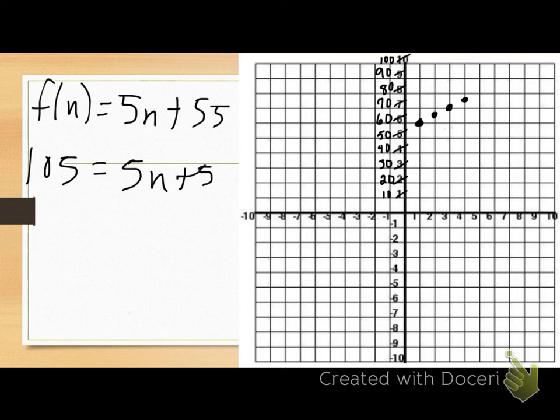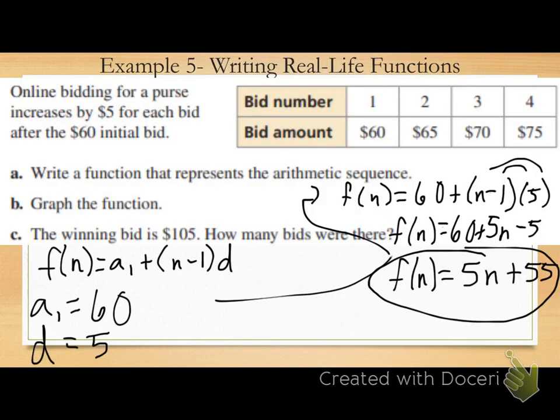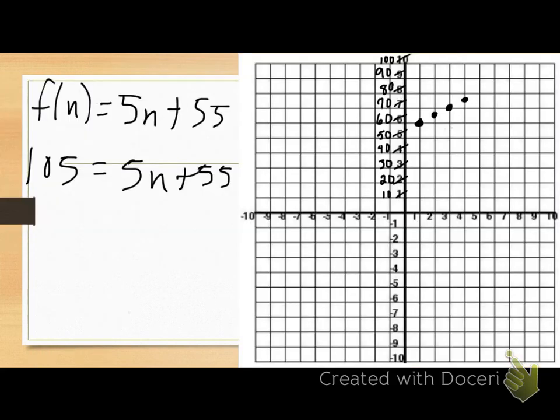And it asks me to find the number of bids that there were. So it's asking me to find the bid number, which is my x value or my n value. Question: would you add the n next to the 105? I cannot combine the n and the 105 because they're not like terms. We treat f of n, the whole thing, like y. So we just replace all of f of n with 105.